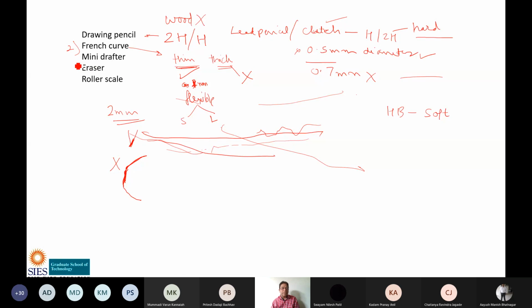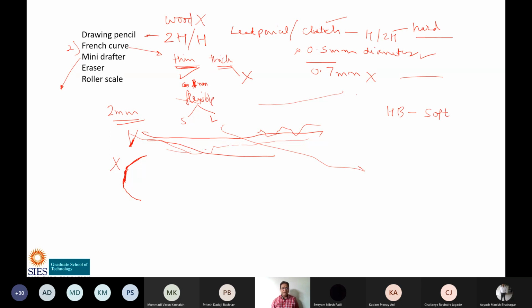Then third is mini drafter. Now this mini drafter is a device which is used to mount. This device can be mounted on the edge of the table where you will fix the drawing sheet. See, on the table you will put the drawing sheet. You will clip it on four ends, and then you will put a mini drafter. And this mini drafter can be moved over the drawing sheet so that you can draw horizontal, vertical, inclined lines like this.